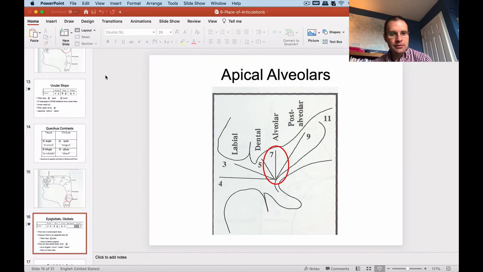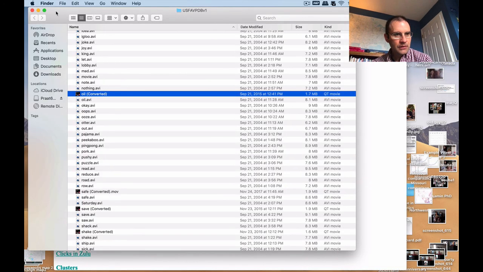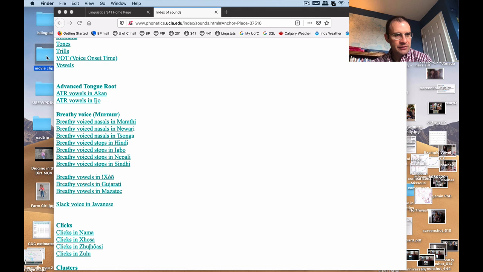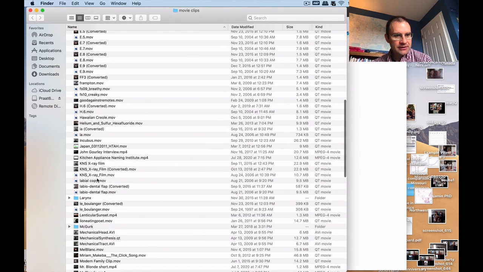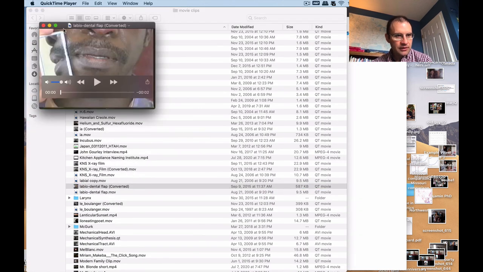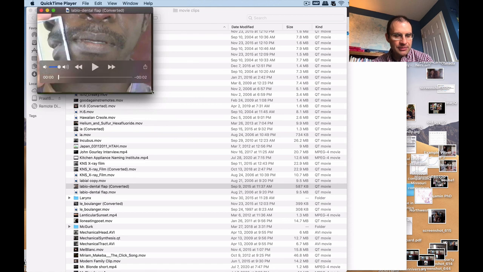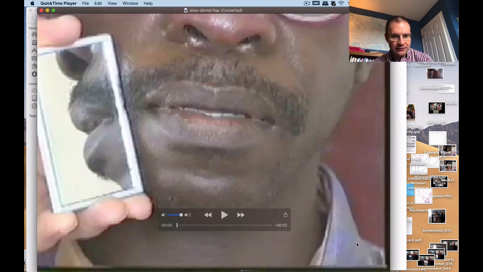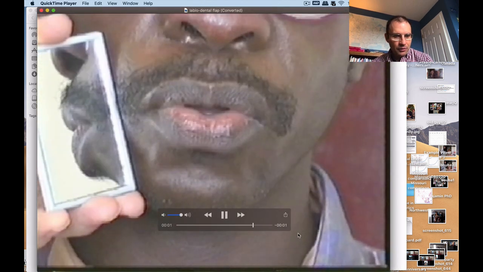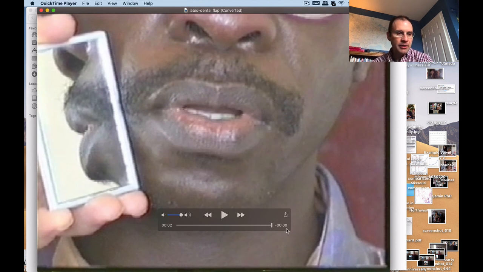I want to show you another example of this that we've seen before in this labiodental flap sound video. So I talked about this before, just focusing on the labiodental flap, which is cool in its own right. But if I play this in slow motion, well, I'll do it one more time, but you'll notice there's a coronal stop there in the middle.